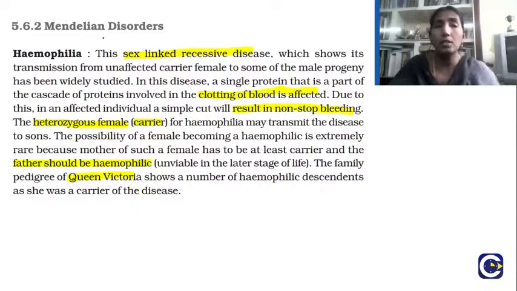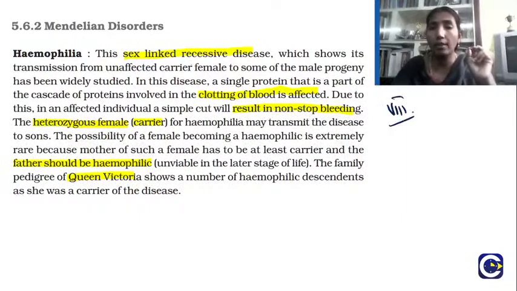Among the Mendelian disorders, hemophilia is a sex-linked recessive disorder. Hemophilia is a bleeder disease. If a person gets a cut or an injury, the bleeding will not stop. There are two types of hemophilia, hemophilia A and hemophilia B. Hemophilia A is due to the deficiency of factor 8 and hemophilia B is due to the deficiency of factor 9, clotting factor 8 and clotting factor 9. That is why it causes hemophilia A and hemophilia B.